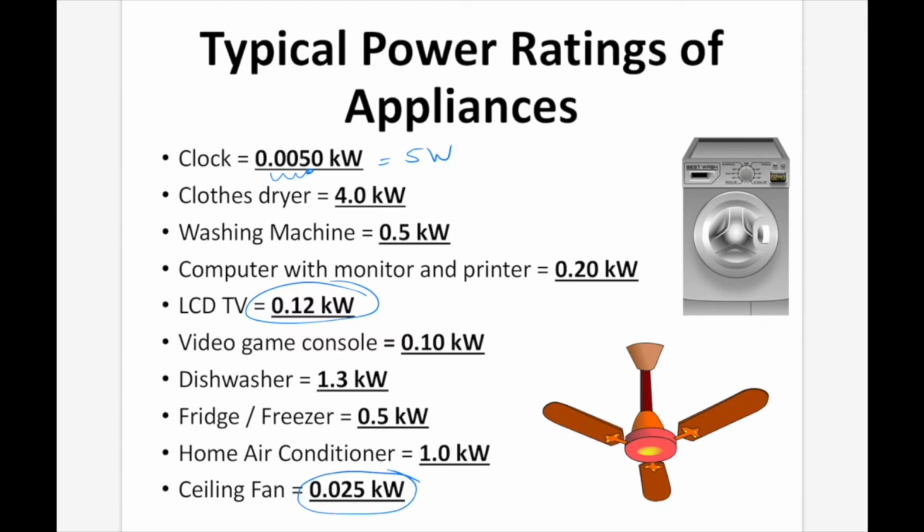Now, if you take a look at the ceiling fan versus the air conditioner, you can see the significant difference. 1 kilowatt versus 0.025 kilowatts. And that's why using a fan to cool your home is much more energy efficient than using an air conditioner.